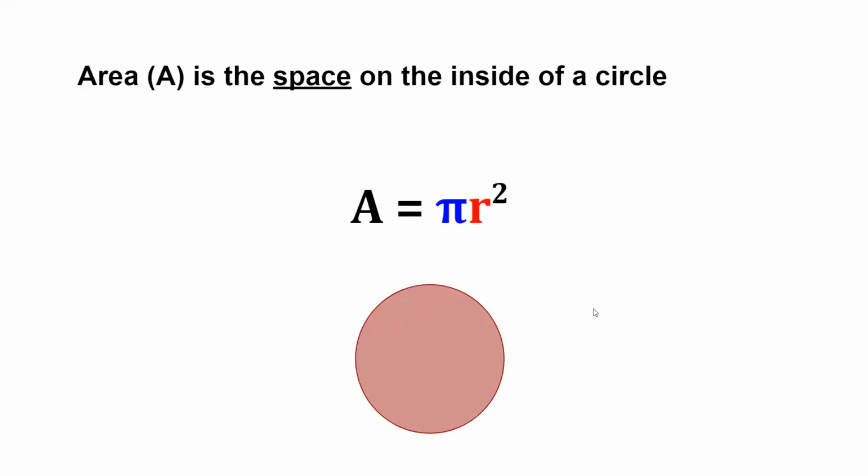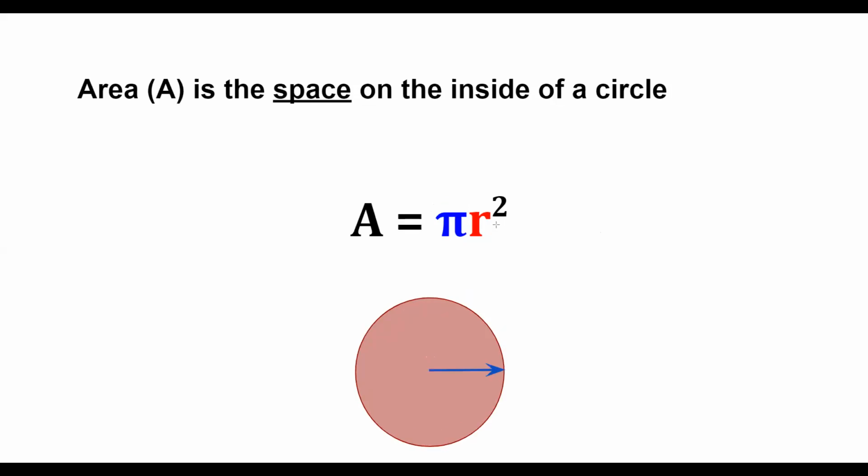Area is the space inside of the circle. This formula looks kind of similar. It also involves pi, but in this case, we're going to multiply pi times r squared. Once again, we're using the radius. But this formula says we're going to square the radius and then multiply it by pi. And that will give us the space inside of that circle.